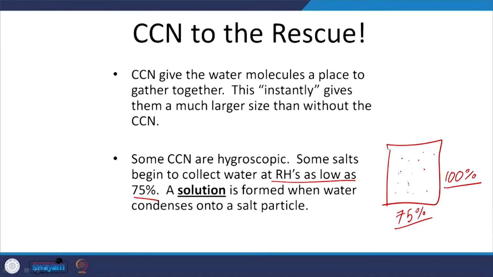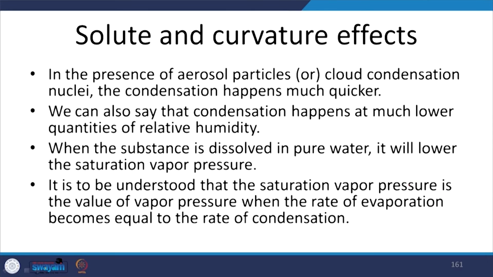Right. So, some cloud condensation nuclei are hygroscopic. I mean, they have the tendency to dissolve in water, to be attracted to water. Some salts begin to collect water at relative humidities as low as 75%. At 100%, of course, it is understandable, but at nearly 75% itself, these small particles will start attracting the water molecules, and once they start attracting the water molecules, it will aid in the formation of droplets.